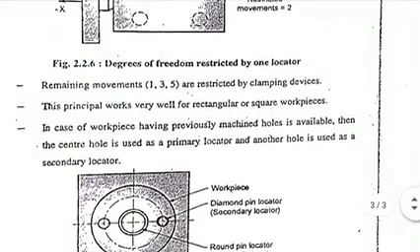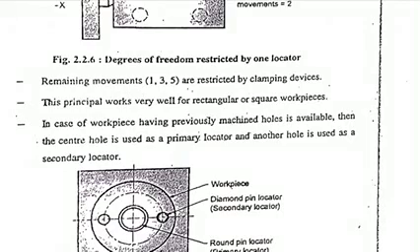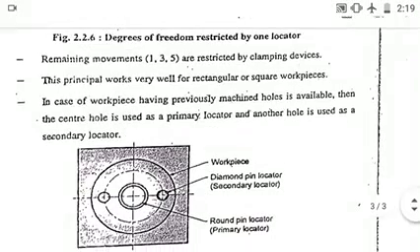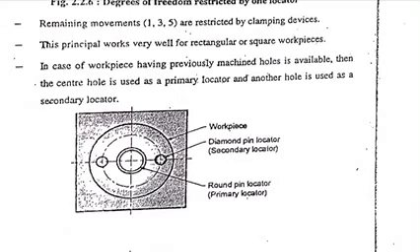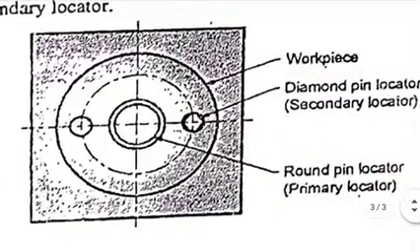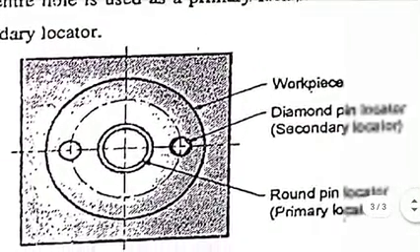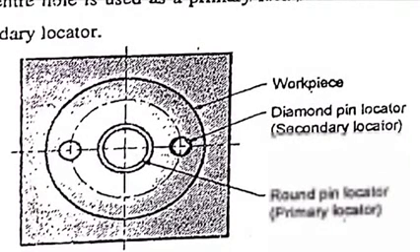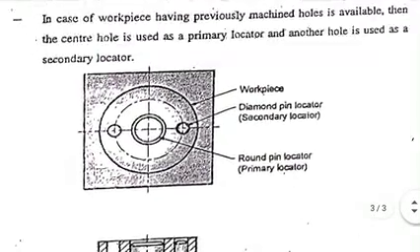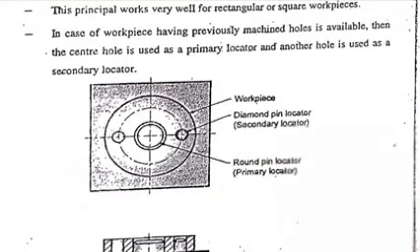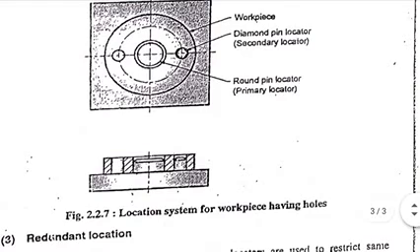Now the principle works very well for rectangular or square workpieces. In case a workpiece having previously machined holes is available, then the center of the hole is used as the primary locator and another hole is used as a secondary locator. You can see over here a workpiece has been shown. Now this is the workpiece denoted by the first arrow. On the second side, diamond pin locators are used. They are called secondary locators, and the round pin locator is called the primary locator over here.